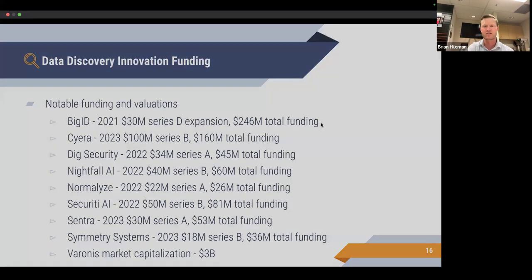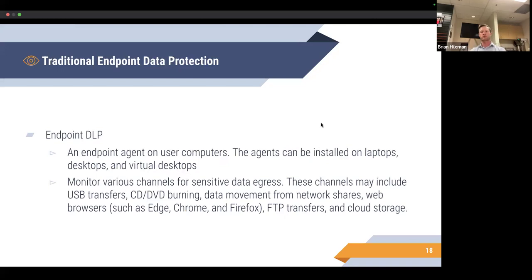Okay, so let's talk about endpoint. Endpoint's interesting. Endpoint DLP was really just built to help protect data down at the endpoint. You want to know what the biggest driver of endpoint DLP was?